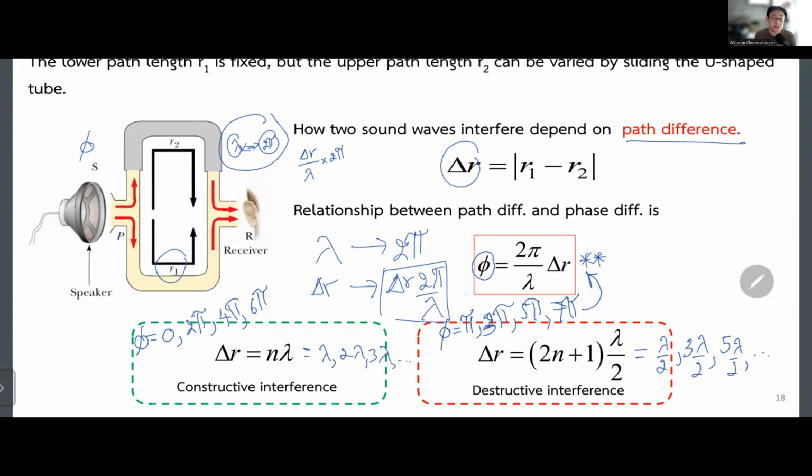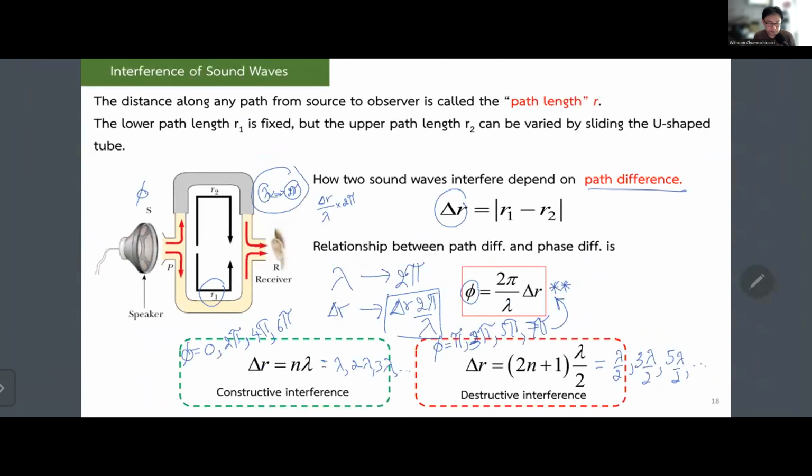And that's it, guys. These are the two extreme cases. It's perfectly constructive interference, good. The phase difference is a multiple of 2 pi. Or if you talk in terms of the distance, it's going to be a multiple of lambda. On the other hand, if you want a perfect cancellation, the destructive interference, the phase difference has to be an odd multiple of pi. Or if you want to speak in terms of the distance, it has to be an odd multiple of half a wavelength. And that's it. We're done.